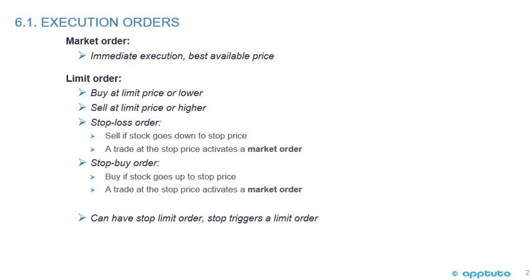A stop loss order is to sell the stock once it goes down to the stop price. So if one board lot trades at the stop price, it becomes a market order. So a trade at the stop price activates a market order. That's very important to understand.